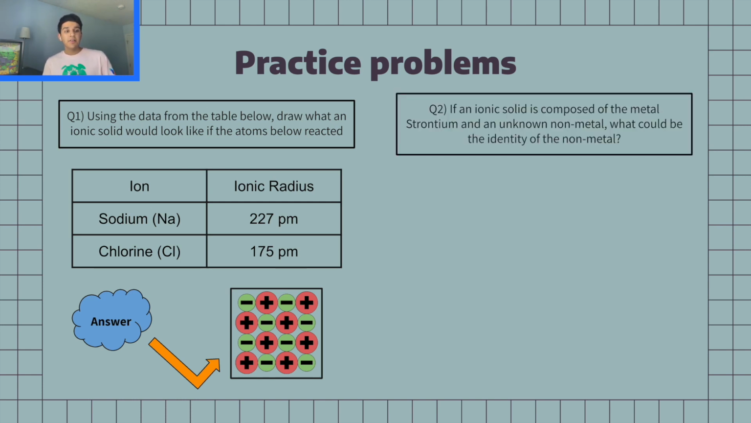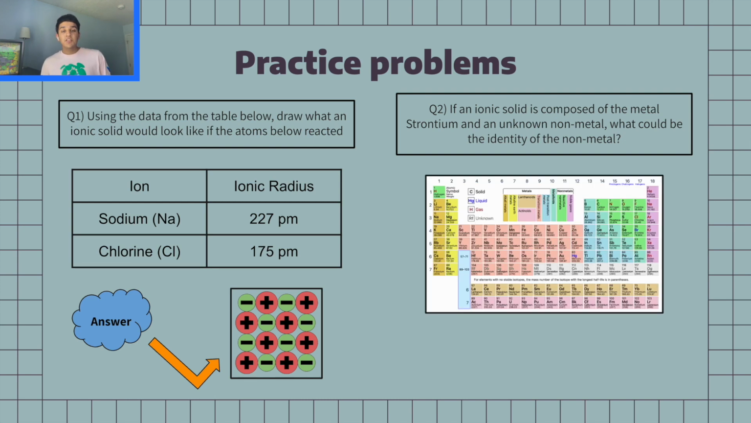I've got another question for you guys. So basically here, there's an ionic solid, a mystery ionic solid, that is composed of strontium and another unknown metal. And I want you guys to figure out what this unknown metal is. So I've got a couple of hints for you guys before you attempt this.